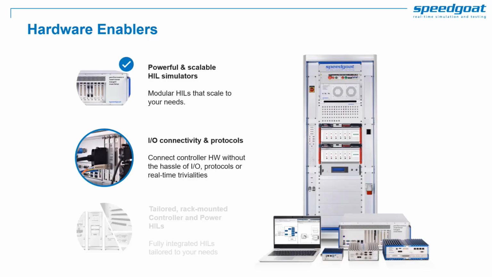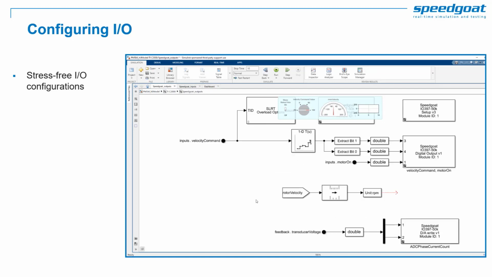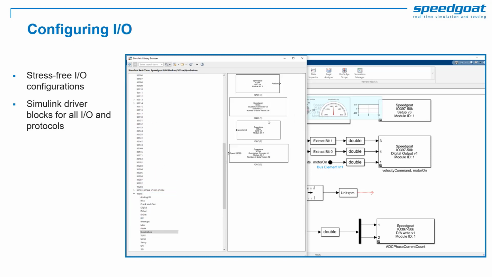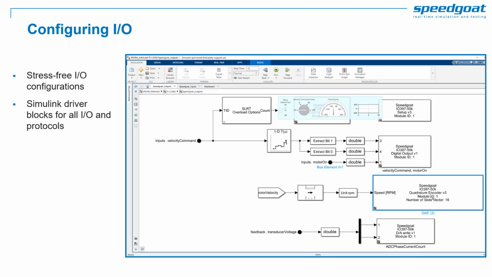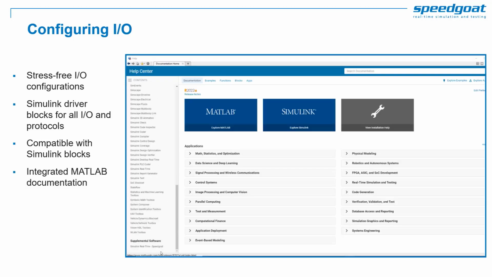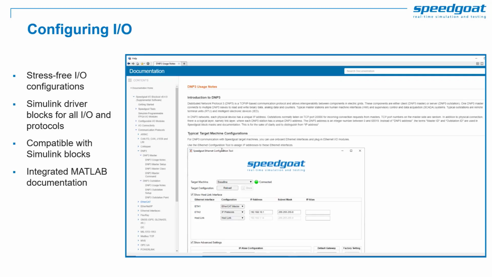Let's continue with the topic of higher connectivity and communication protocols. We believe connectivity should not be a hurdle for you. Your focus should be on testing and not being constrained by I/O and protocols. A key enabler for this is stress-free I/O configuration. I/O and hardware of any kind is represented by Simulink blocks. Placing them in your model and configuring them is very simple, and compatibility with Simulink library blocks is always guaranteed. Documentation and examples are accessible with a few clicks and directly integrated in our MATLAB documentation.